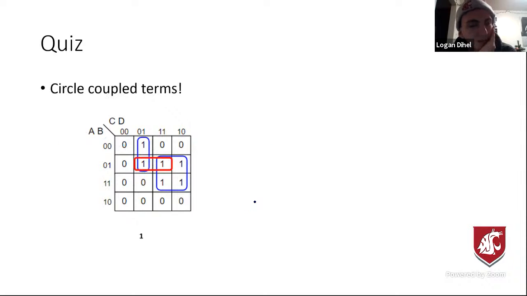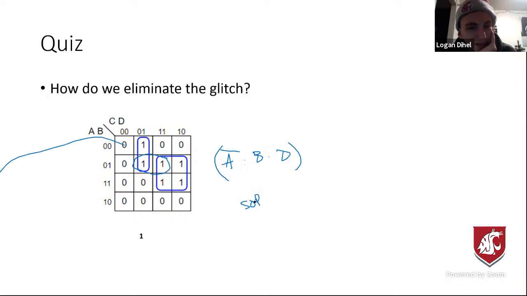Does this apply to POS as well? Same exact thing with POS. So if you had some zeros, like let's say you had this, and this is a bad example because you of course wouldn't make this, but this would have a glitch right here. That's a glitch. So if you can, make an extra term and circle it. Any questions on that, eliminating glitches or detecting glitches in a K-map?